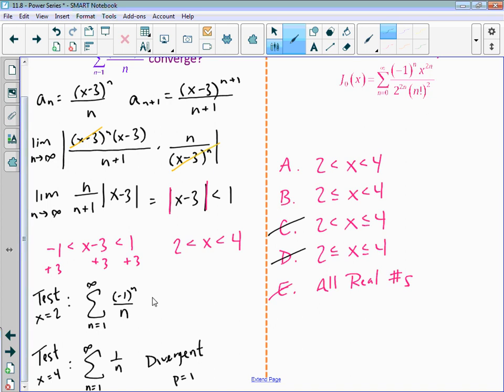Okay, now go ahead and do this one. I'll give you a minute or two to see if you can figure that one out, and then determine which answer would be your correct answer there.